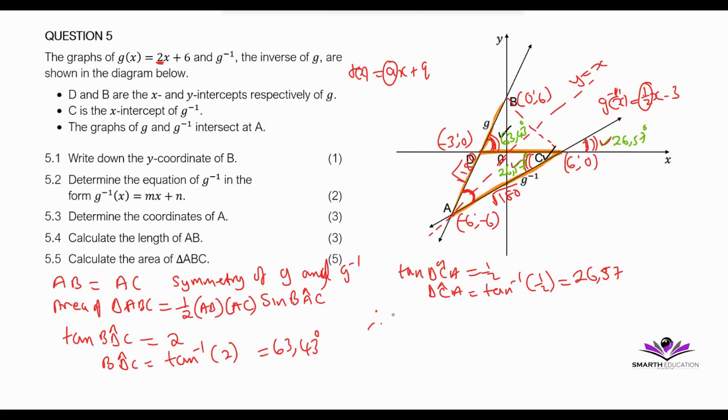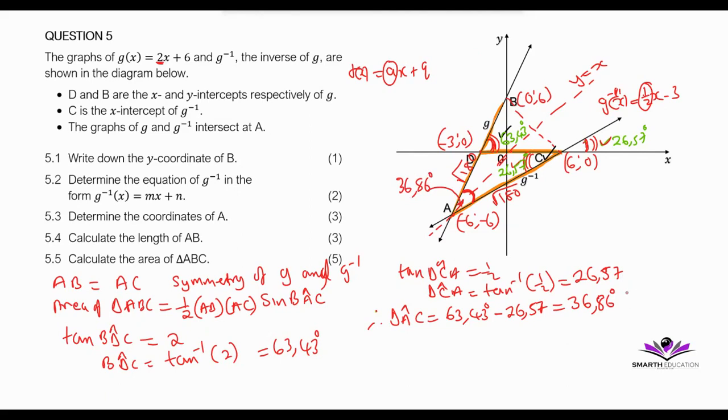Therefore, angle DAC is equal to 63.43, which is angle BDC, minus 26.57, which is angle DCA. Then we get what? We get 36.86 degrees. So this angle, this one, is 36.86 degrees. So we have our included angle.